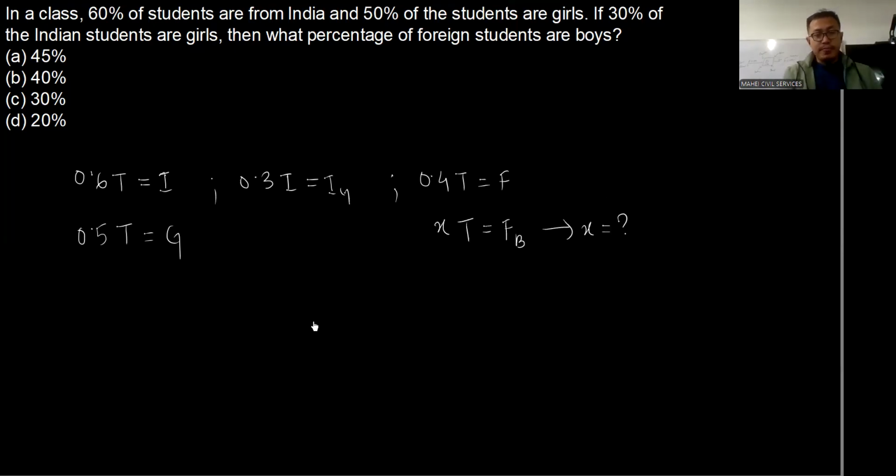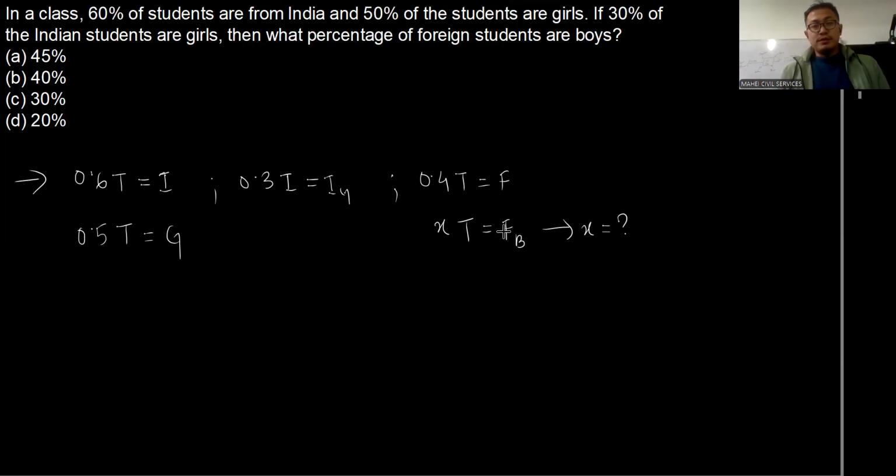Okay, fine. For any question, any topic, any chapter, first identify the variable and solve the equation systematically. Here I have to solve X. Now do I know T? I don't know. Do I know FB? I don't know.